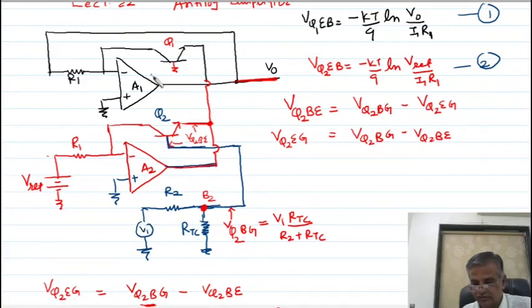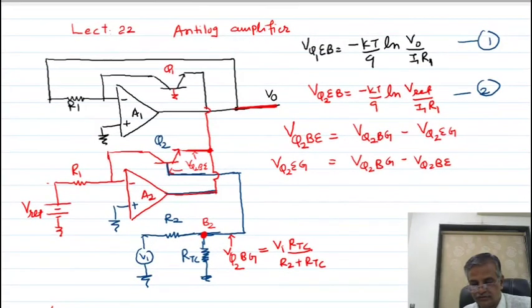The output of the A1, the anti-log amplifier, is given to the inverting terminal through R1. Here the input voltage is given to the potential divider network, which consists of R2 and RTC, the temperature compensating resistor, and from this potential divider network we are giving to the base voltage. Here the base is ground.